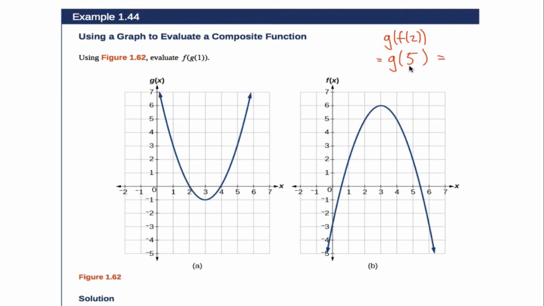And now I'm not done because I have to figure out what g of 5 is. Well, that's easy enough. Here's g of x. Here's where x equals 5. The height of this function g of x when x equals 5 appears to be 3 at this point right here. I put little dots to indicate which points I looked at. So g of 5 equals 3. So 3 would be my answer.